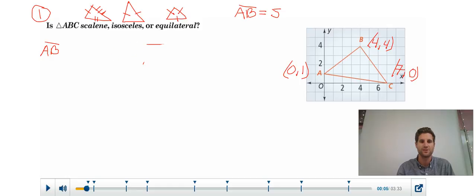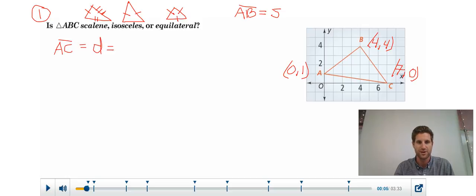Let's do our next one. And our next one is going to be AC. Now, I'm going to assume AC is probably not going to be congruent. That's what my thought is. And I'm thinking BC is probably going to be congruent, but I could be wrong. Who knows? So let's go ahead and take a look.